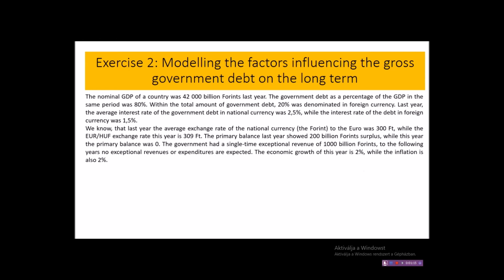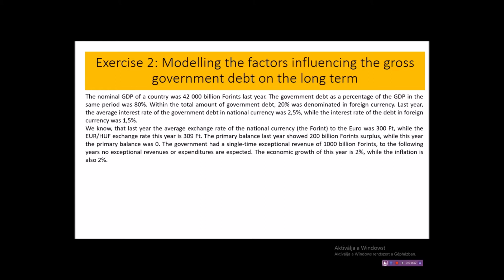We also know that last year the average exchange rate of the national currency, the forint, to the euro was 300 forint, while the exchange rate this year is 309 forint. Obviously, from this data, we will be able to determine the percentage value of the exchange rate change, the epsilon.